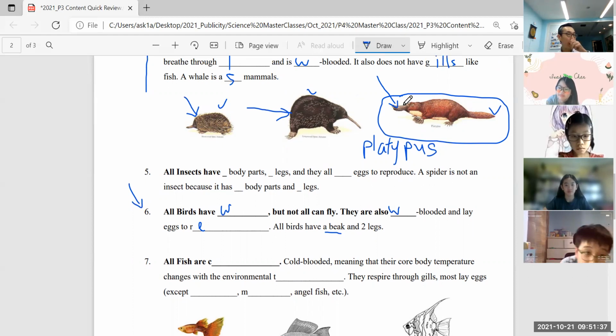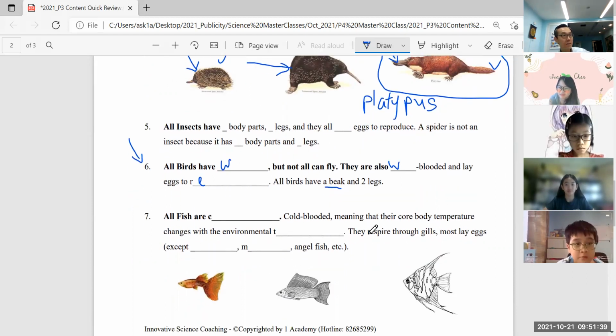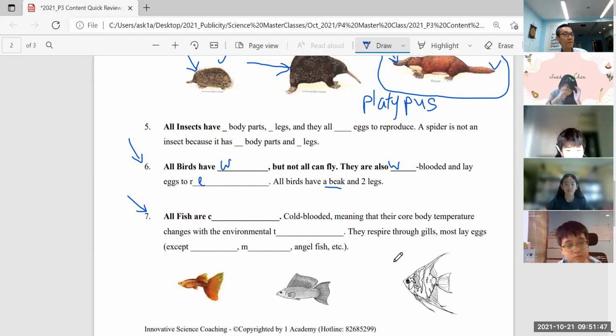Okay, next, Jude, can you read number 7? All fishes are cold-blooded. Cold-blooded meaning that their core body temperature changes with the environmental temperature. They respire through gills. Most lay eggs except guppy, mollies, angelfish, etc. Yeah. So the first blank is guppy.